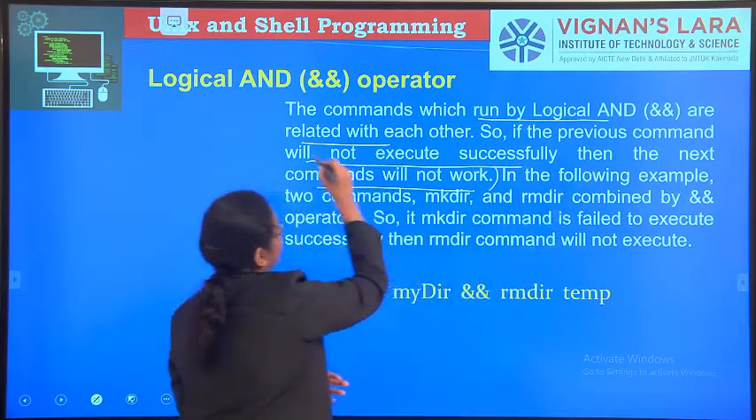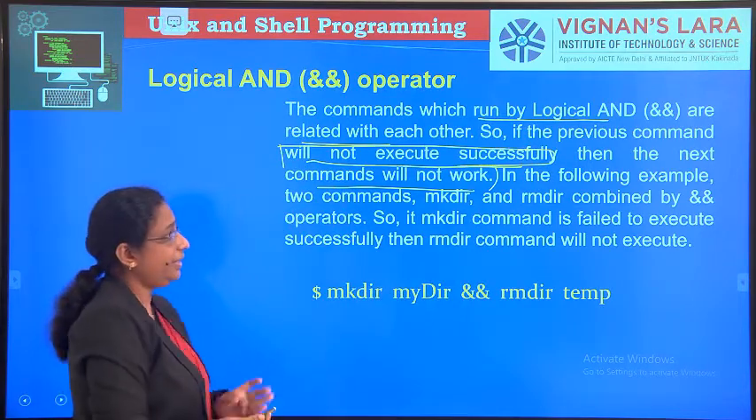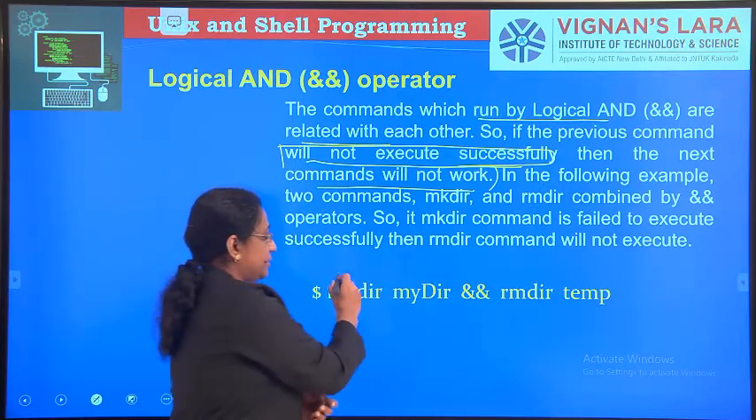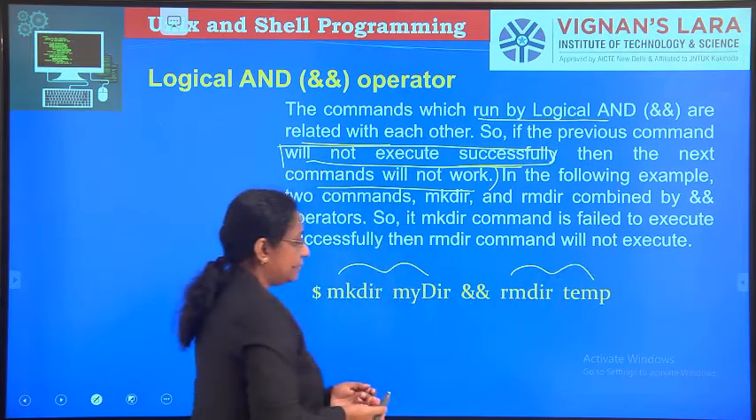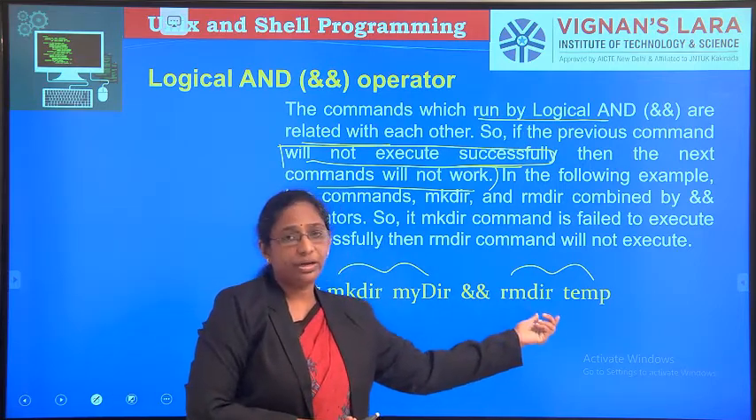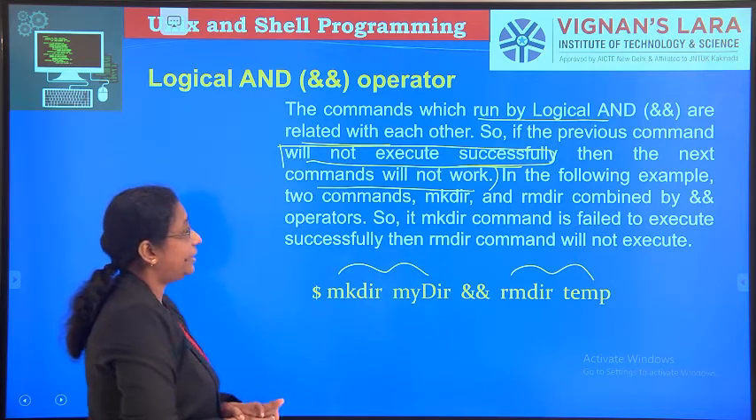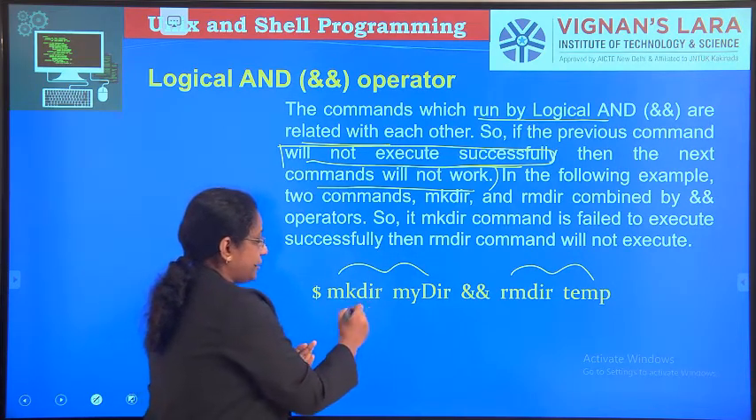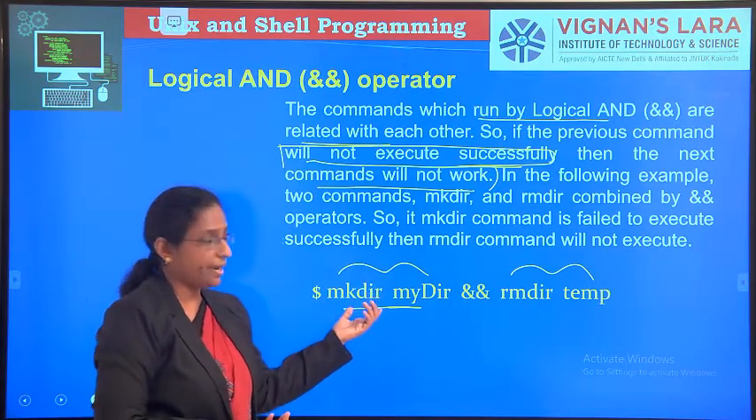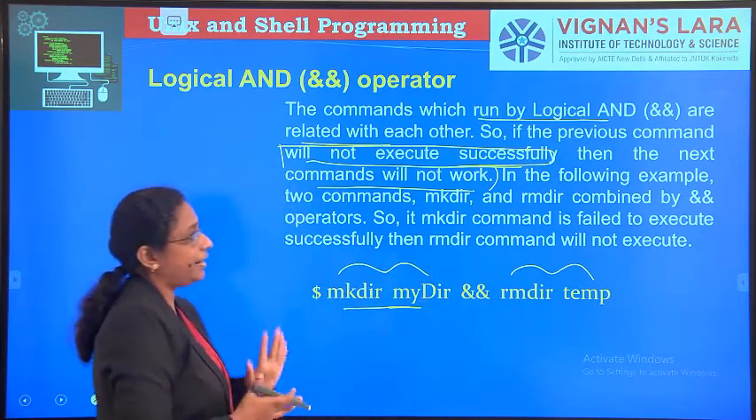So see here, if the previous command is not executed successfully, then the next command will not work. Suppose these are the two commands. This is one command and this is another command. In command 1 we are creating a directory, and in command 2 we are removing a directory. In an AND operation, if this command does not execute, if there is any error in this command, then this command will also not execute. That is the AND operation.